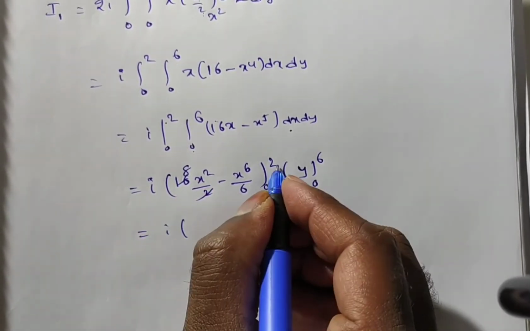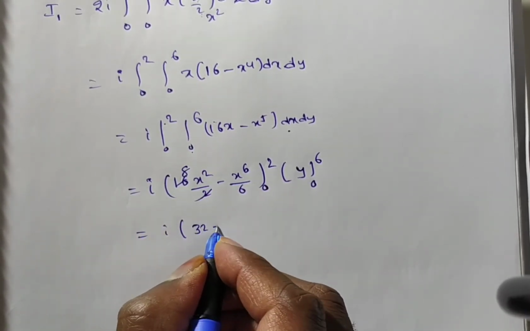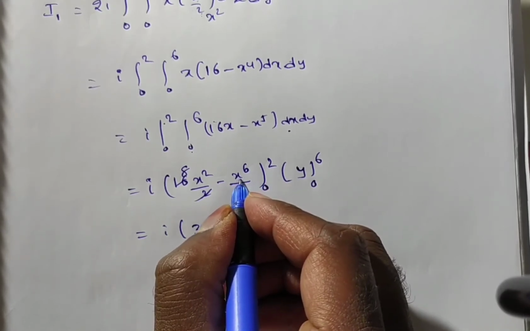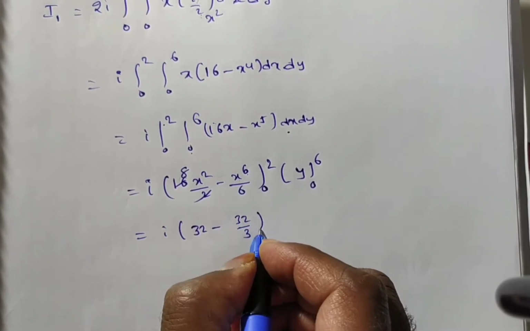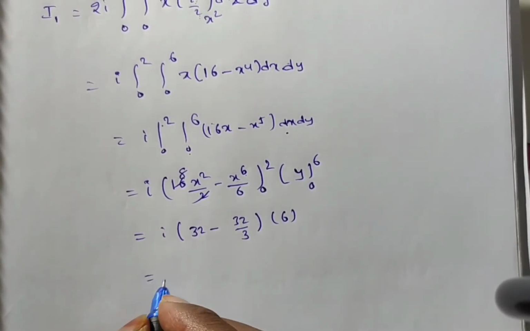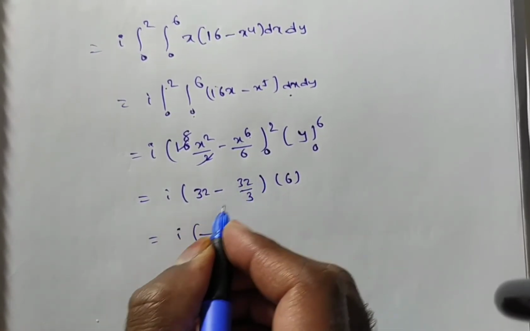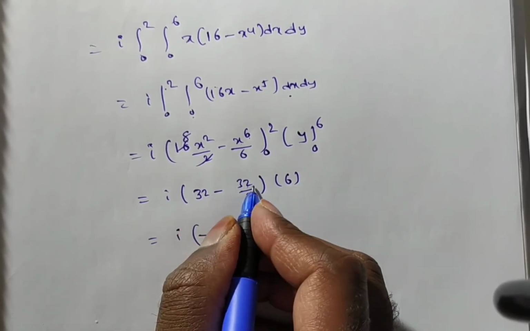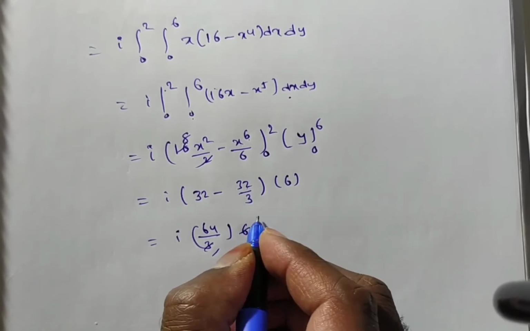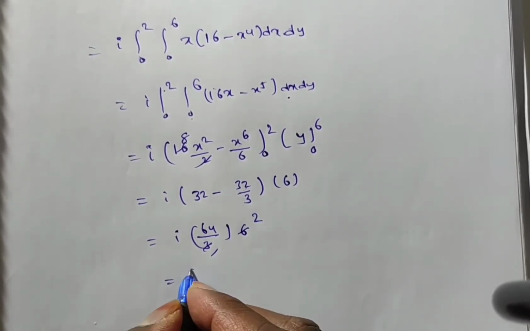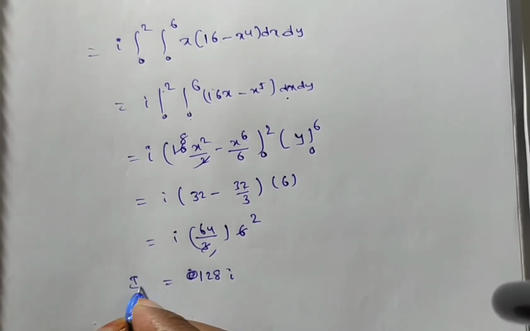i times, if you substitute the upper limit, this is 4, 4 times 8 is 32. And if you substitute, 2 power 6 with denominator 3, 2 power 5 is nothing but 32, into here you have 6. Then i times, you will have 3 and 2 times 3, minus 3 times 32, minus 1 time 32 is 2 times 32, that is 64, into 6. 3 ones are 3, 3 twos are 6. So here you have i into 128. So 128 i is I1. Now I have to do I2.